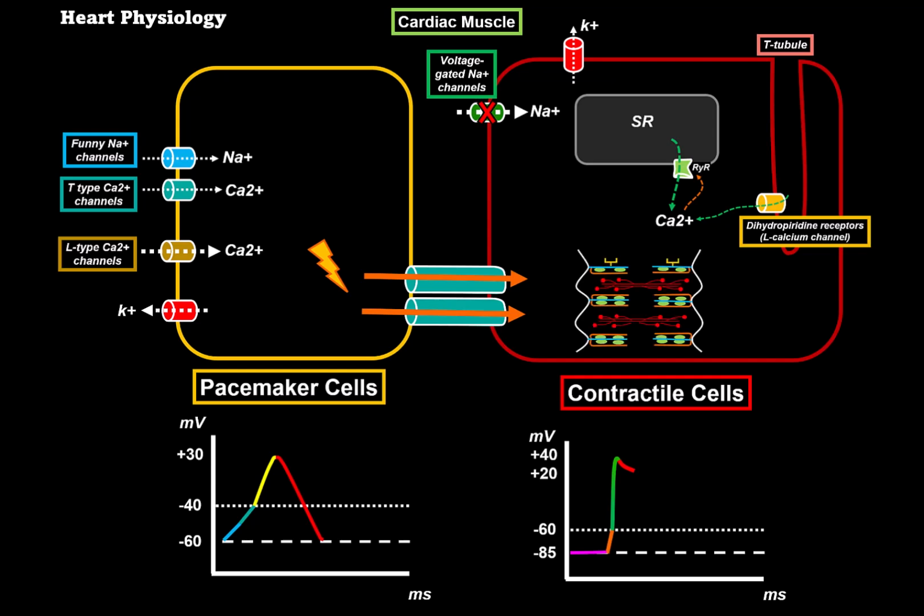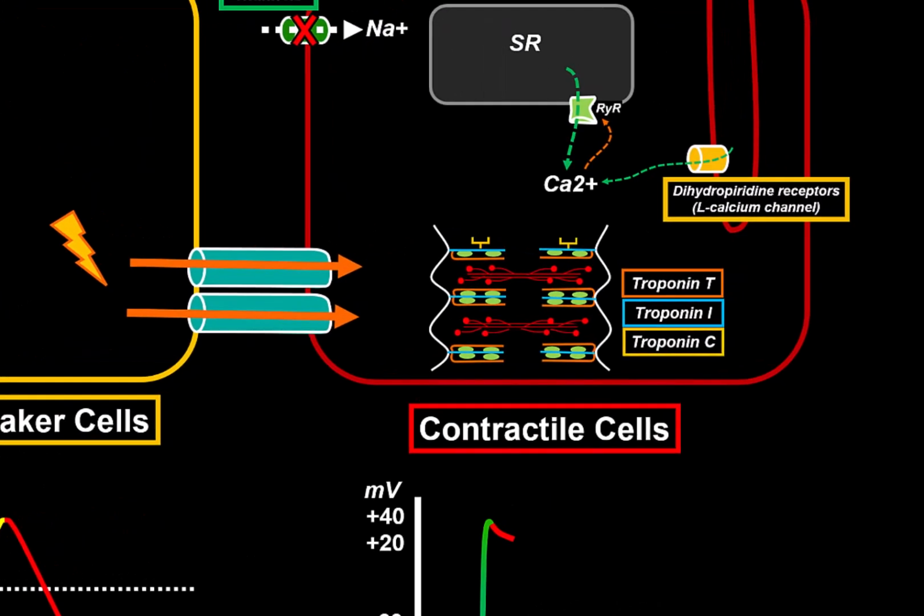Inside of the cell, we've got something called the troponin complex, which is a complex of three regulatory proteins called troponin T, troponin I, and troponin C. Troponin T is a protein that binds to tropomyosin to help with the positioning. Troponin I is a protein that binds to actin. And because it binds to actin, it prevents the myosin from binding to the actin in a relaxed state.